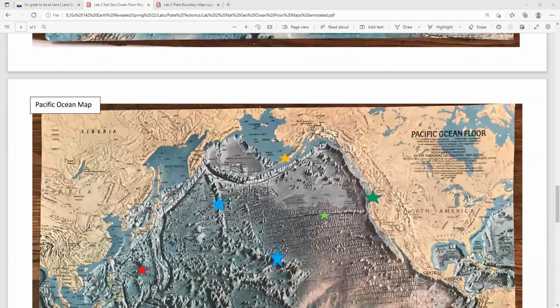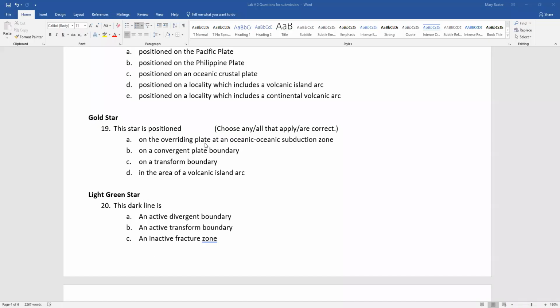So what do we got? Well, if we have a trench, then we have a subduction zone. This is oceanic, and this is also oceanic, because it's a bunch of little islands out here. These volcanoes are not building on the edge of a continent like they are here in the Pacific Northwest. Okay, so it's everything but the transform. Go back to that question. Yes, it is on the overriding plate at the oceanic subduction zone. Yes, it is on a convergent plate boundary. And yes, it is in the area of a volcanic island arc.